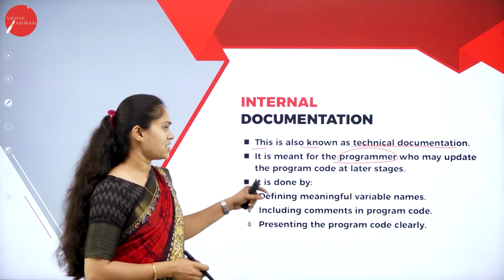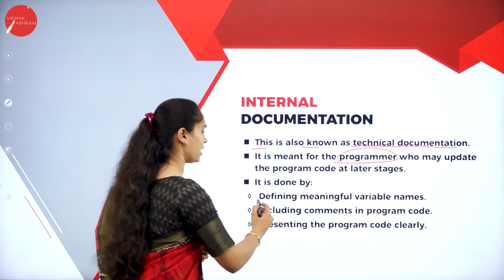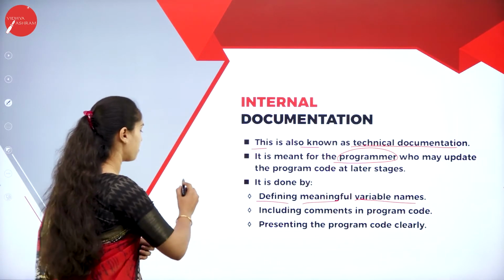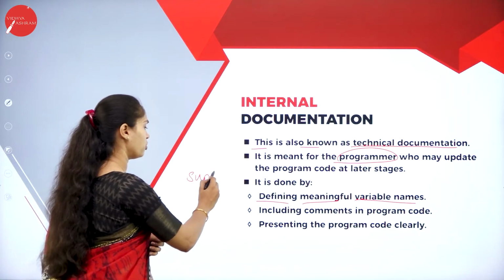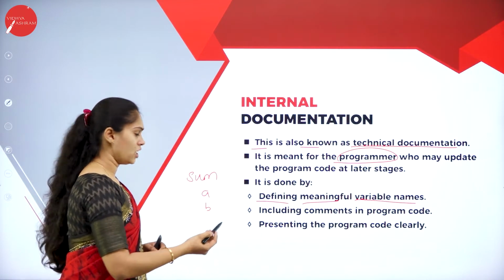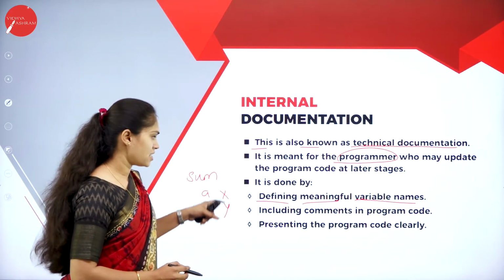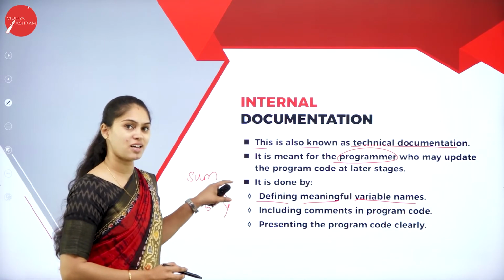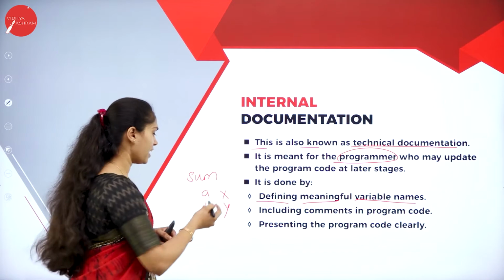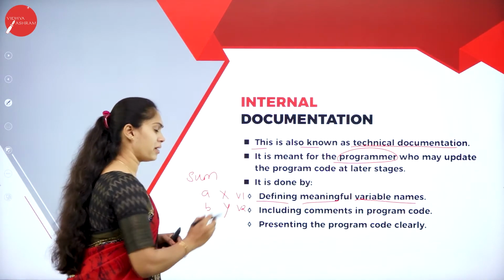So what will this internal documentation contain? It will contain meaningful variable names. For example, here I am finding the sum of two numbers. So which are the two numbers? I may take them as A and B, or I may take them as X and Y. So what does this represent? This represents the variable name. So here I need to document it like X is nothing but variable 1 and Y is nothing but variable 2.